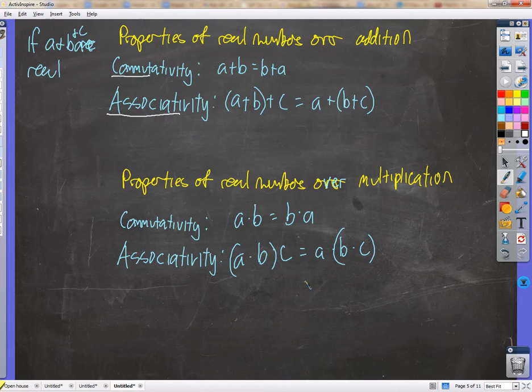So the difference between commutativity and associativity, I remember mainly commute means move. Commutativity is where they change position. They actually move, change the order. 3 times 5 instead of 5 times 3. But it's the same answer.